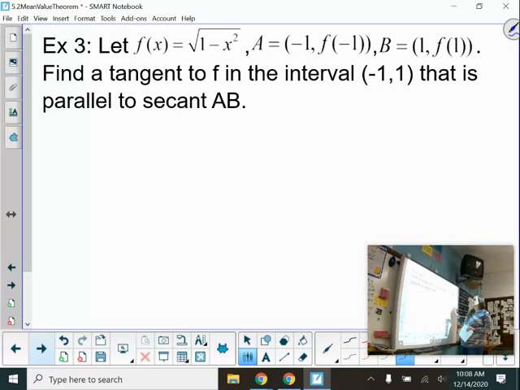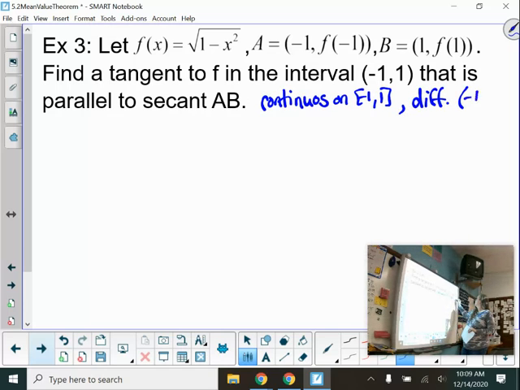So from A to B, we want to check this graph is in fact continuous on -1 to 1, and it is differentiable on the open interval -1 to 1. So it would satisfy the mean value theorem. There are places where this does not exist, where you wouldn't be able to take the derivative, but in the intervals that are given, it's okay.